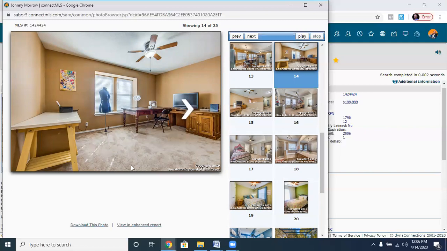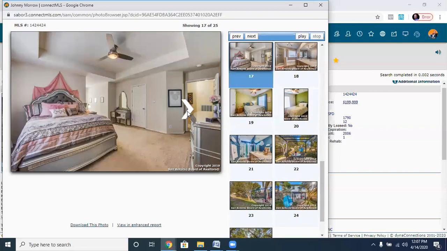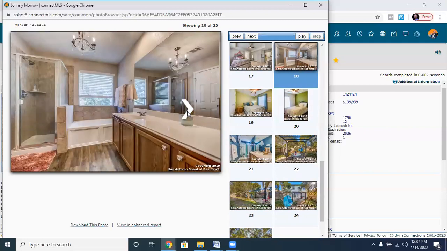Here's the game room upstairs. It's got carpet just like ours, freshly painted, fairly comparable to ours. Did our master bedroom have coffered ceilings like this? I don't believe so. I don't think it did, so that's a little bit of an upgrade there. And this bathroom has been upgraded. Again, it's got the wood floors, it's got the nicer tile work.